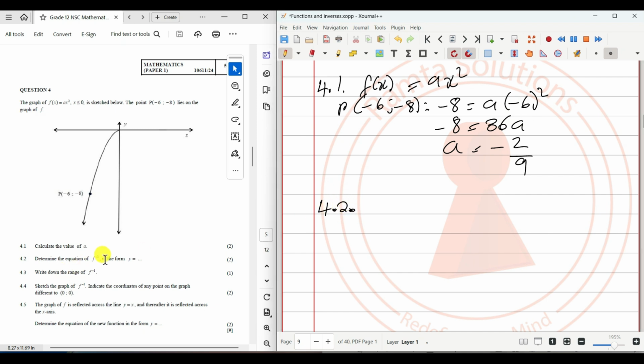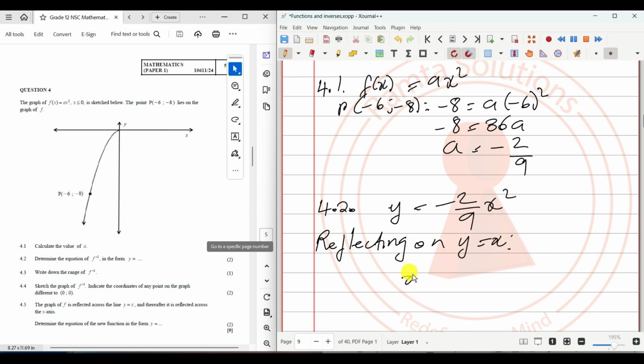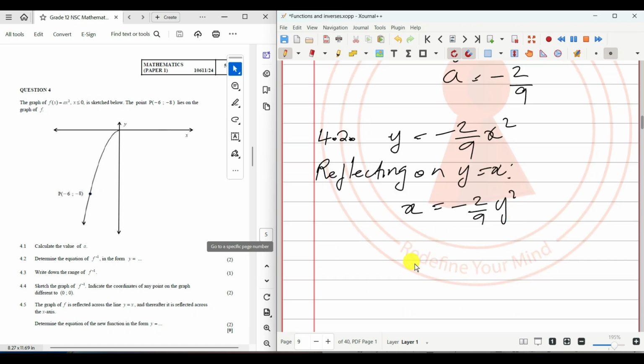4.2. Determine the equation of the inverse of f in the form y equals. So we know y equals -2/9 x squared. Remember, guys, they said in the form of whatever. I like saying reflecting on y equals x. So this is x equals negative 2 over 9 y squared. This will then be negative 9 over 2 x equals y squared.